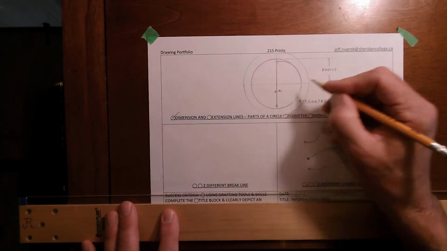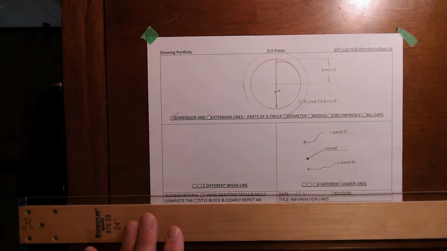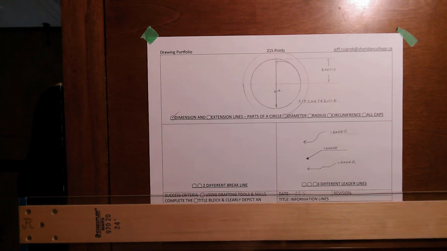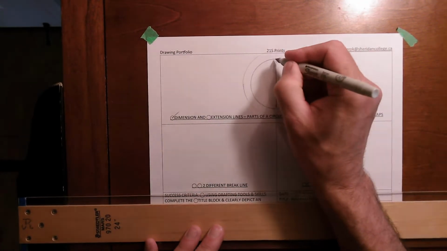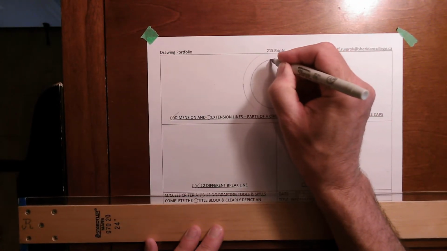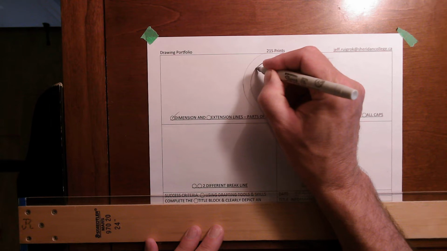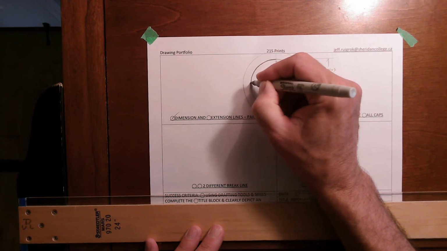So we have diameter, radius, and circumference. We talked earlier about emboldening our lines in the process, and that's what I'm going to do here. I'm going to embolden my lines. I can't put a marker into that compass, so I'm just going to do that by freehand. And my object is going to be my boldest.